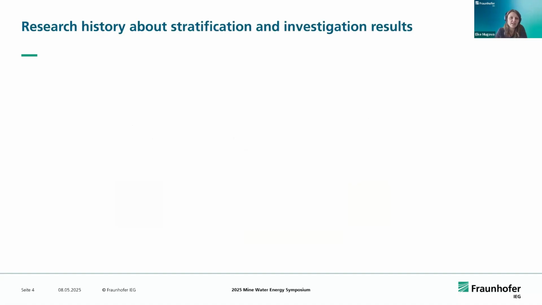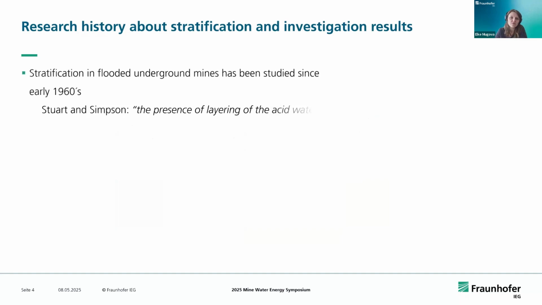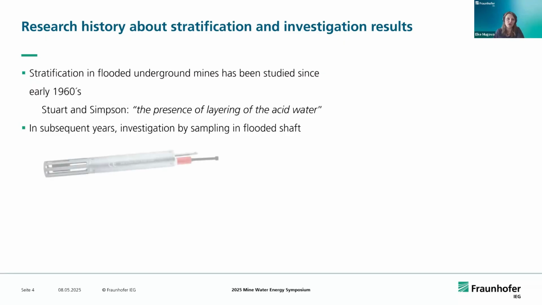So shortly, a few facts about the research history when it comes to stratification. Stratification in flooded underground mines, and now I'm always talking about density stratification, was first studied in the 1960s in the US. Stewart and Simpson wrote about the presence of layering in acid water. So this was the first time when stratification was described in scientific literature. And in the subsequent years, investigation was done by sampling in the flooded shafts.